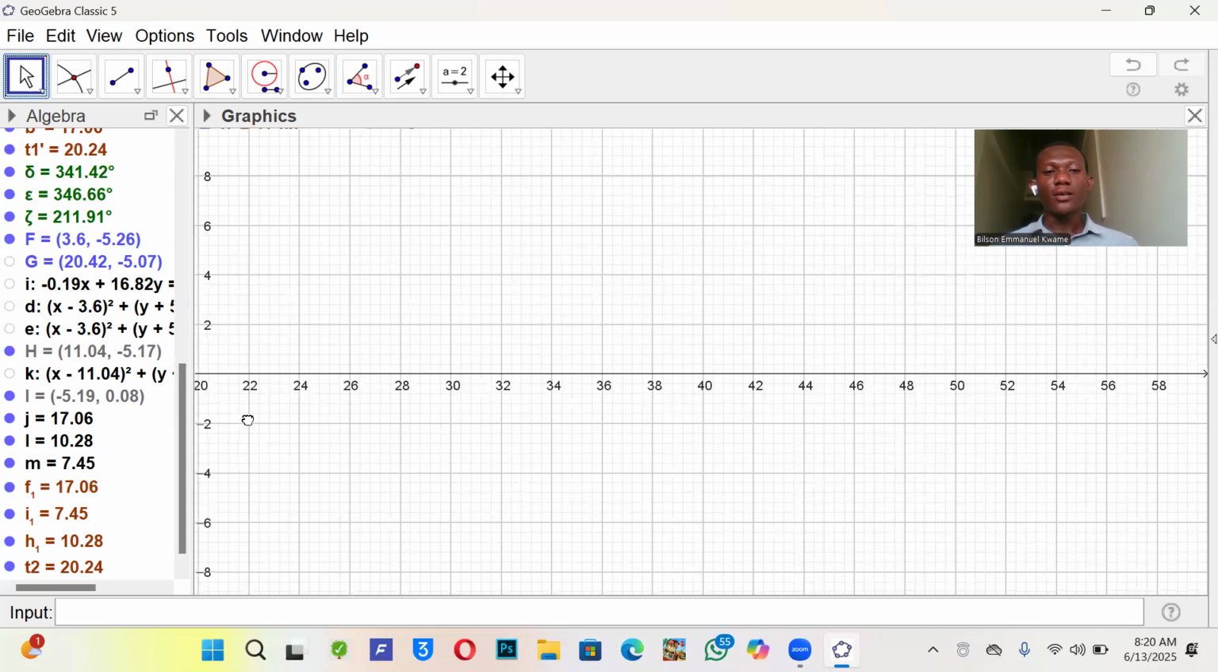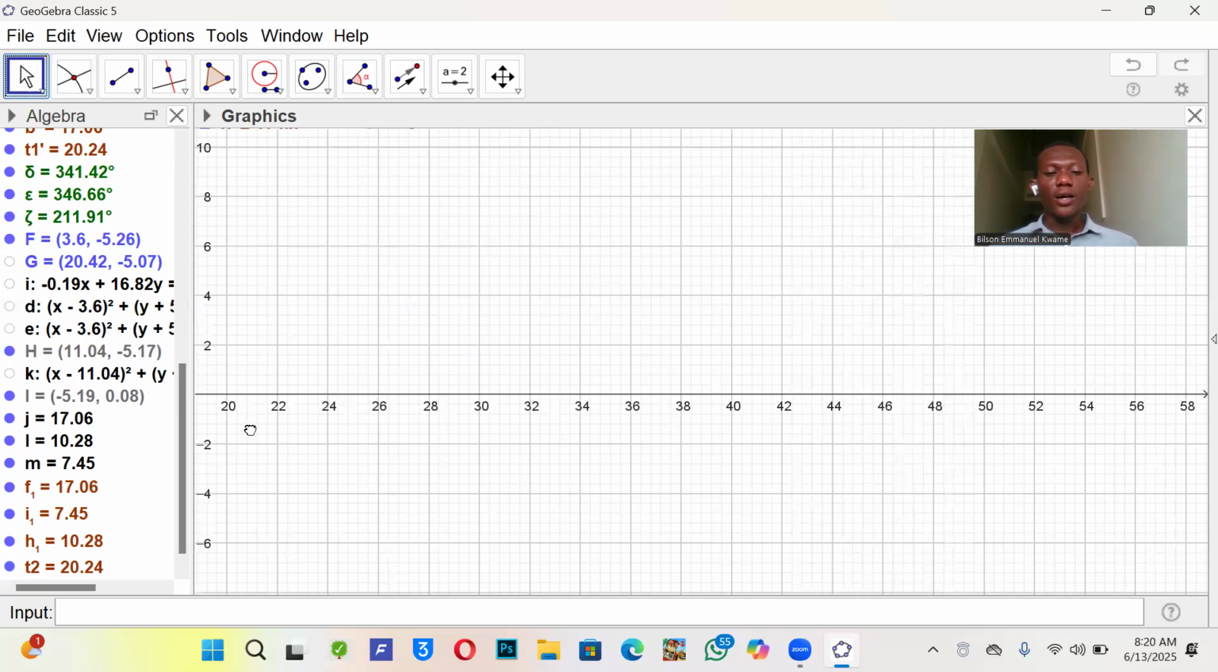What is an isosceles triangle? An isosceles triangle is a triangle that has two sides equal and two of the interior angles are also equal. So to draw an isosceles triangle, we have three ways, but in this case, I'm going to show you two.